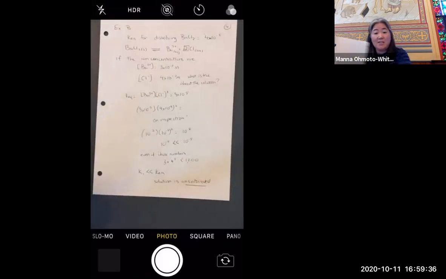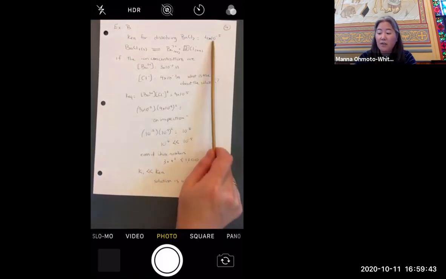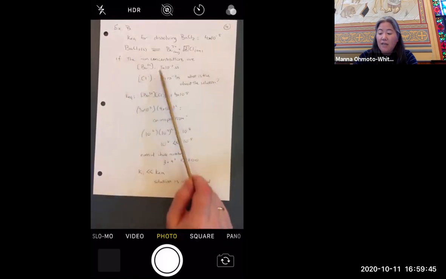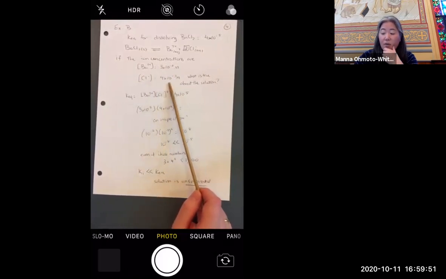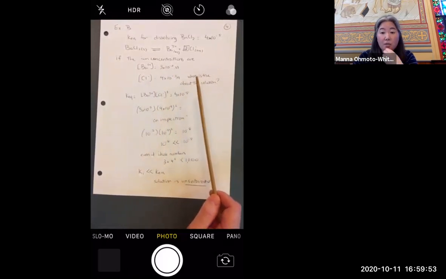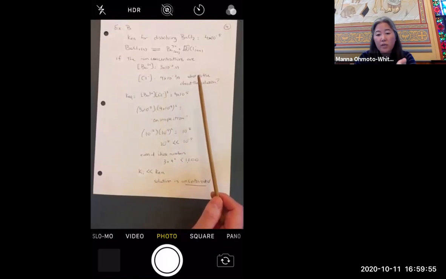Back to ions, though. All right, so if I say my Keq value for barium chloride is 4 times 10 to the negative fifth, and the ion concentrations of barium are 3 times 10 to the negative second and chloride is 4 times 10 to the negative third, what is true about my solution? Am I at equilibrium? Have I overreached equilibrium?